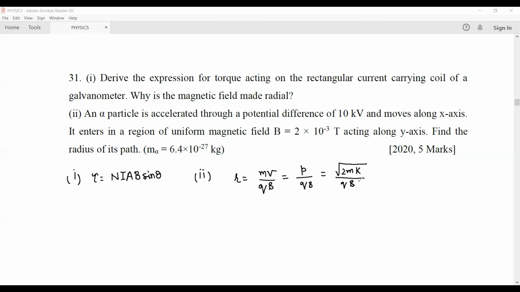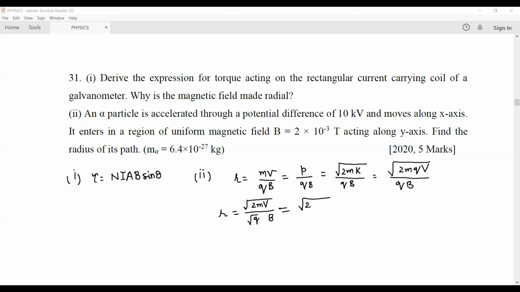And kinetic energy can be written as electron volt. Here it would be equal to Q into the potential difference. So the expression becomes under root 2mV upon under root Q into B. Now, on substituting the values.